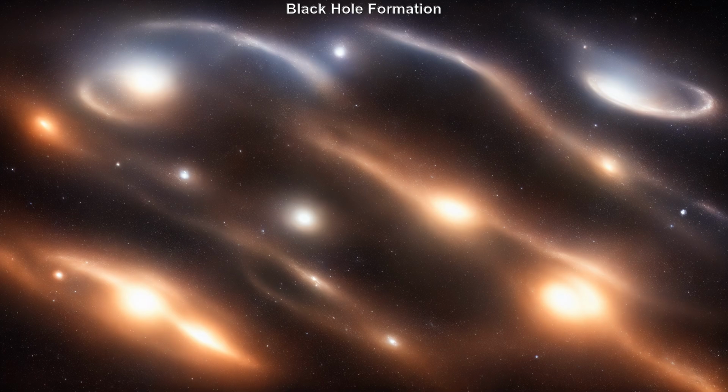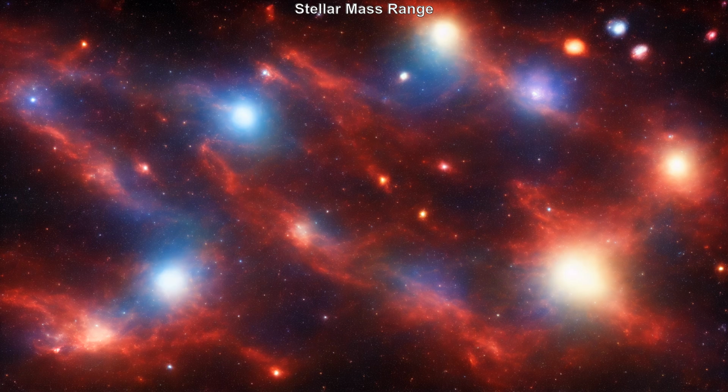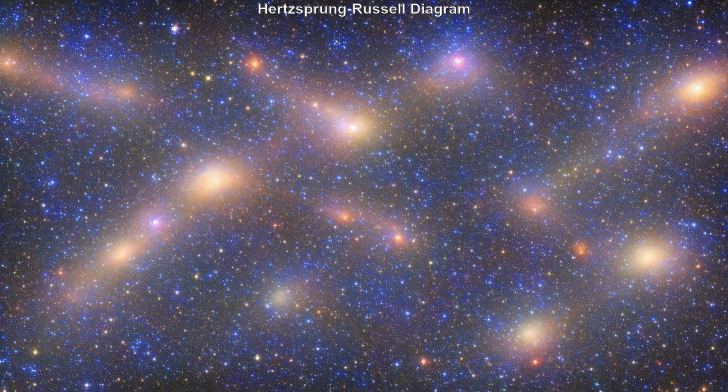In some supernovae, the core collapses into a neutron star, an incredibly dense object composed almost entirely of neutrons. These stars rotate rapidly and have strong magnetic fields. If the collapsing core is massive enough, it overcomes neutron degeneracy pressure and forms a black hole, a region of space-time with gravity so strong that nothing, not even light, can escape.